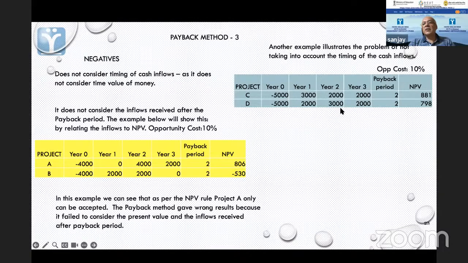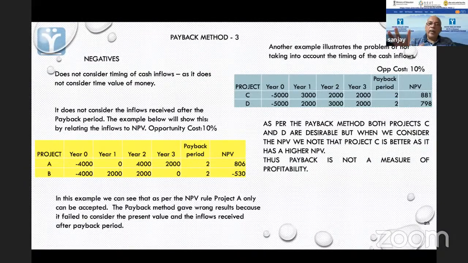but here the 3 comes in the second year. In this project C, the 3,000 was received in the first year. So in this project, you had an advantage. You were getting more money in the first year. And in the second project, you were getting less in the first year, more in the second. Now, in NPV terms, what does that mean? Project C ends up with a higher NPV as compared with project D. And therefore, this is preferable. But in payback period terms, it's the same.